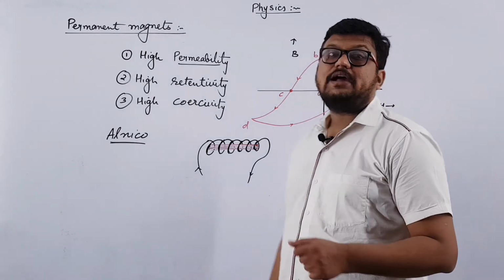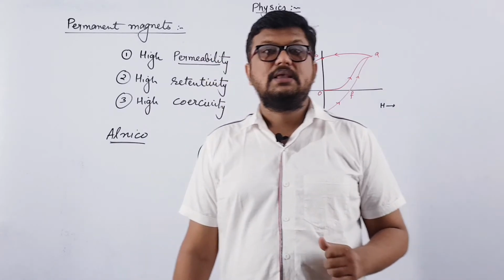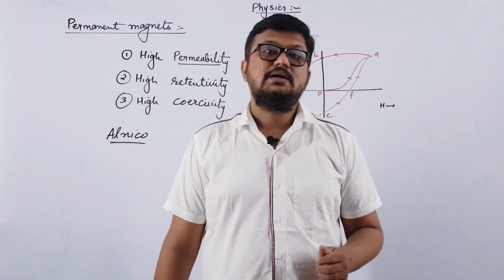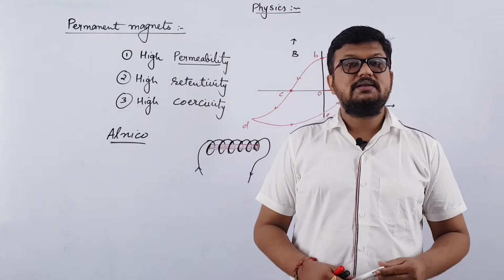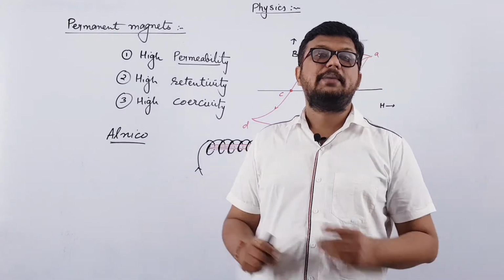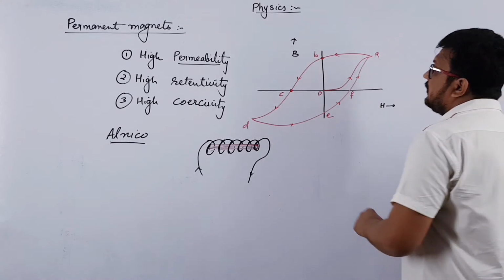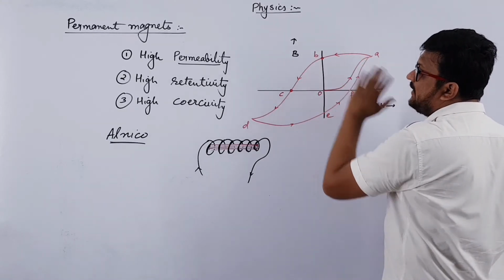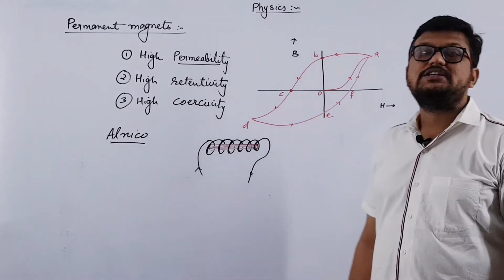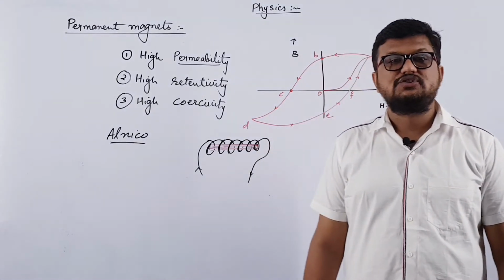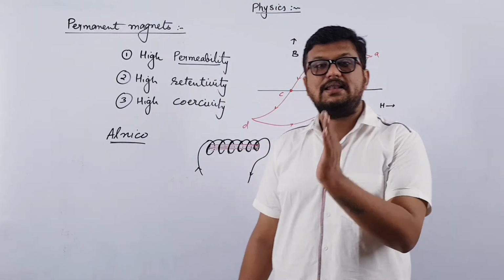Basically, this kind of electromagnets are used in electric bell, right, loudspeaker, right. In this kind of instrument we are using electromagnets. For electromagnets, retentivity is very large but coercivity is very less. Retentivity is large but coercivity is very less.